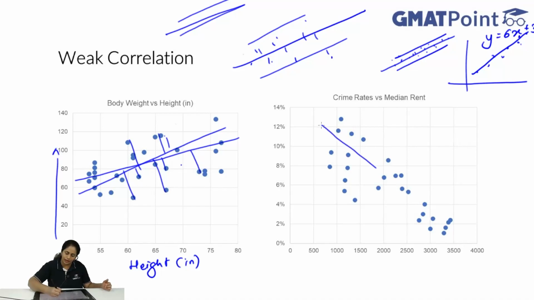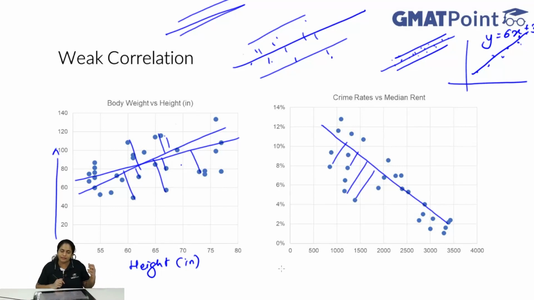I can draw a line something like this. But what you can say is that at certain points over here, these are so far away from the median rent, that line as such. So can you really predict what the crime rate would be based on the median rent? No, because the distance of these points, especially at the lower rent values, is far away from the line.